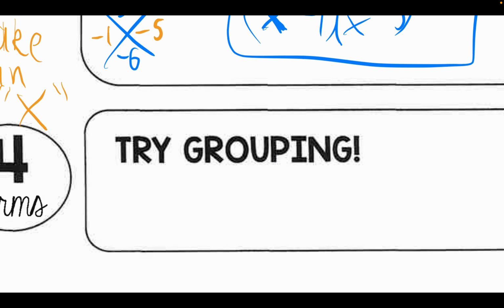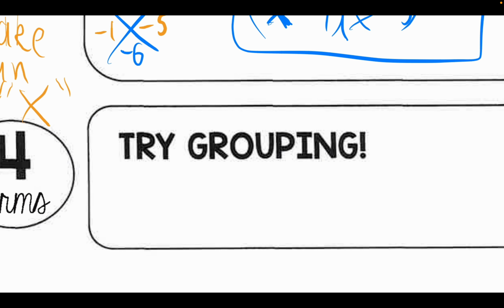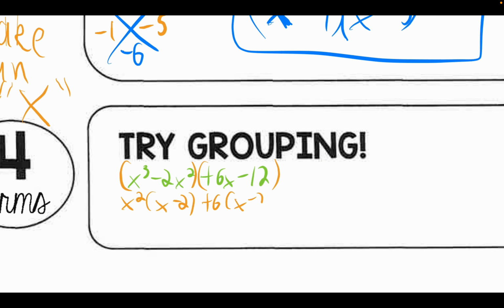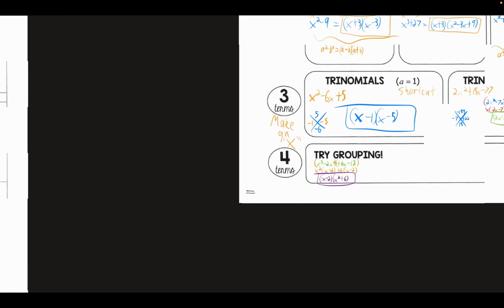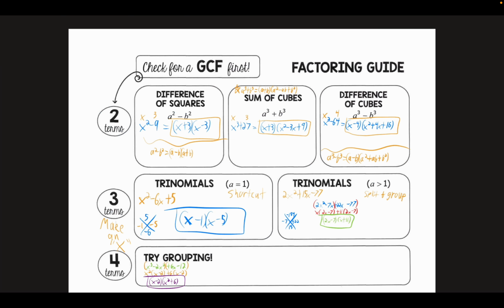And last but not least, 4 terms off the bat, you just group. So x cubed minus 2x squared plus 6x minus 12 is our example. Group the first two, group the last two. First two have a GCF of x squared, which gives us x minus 2. Last two have a GCF of 6, which gives us x minus 2. So we have x minus 2 as one factor, x squared plus 6 is our other. And that wraps up Algebra 2, Section 5.3.